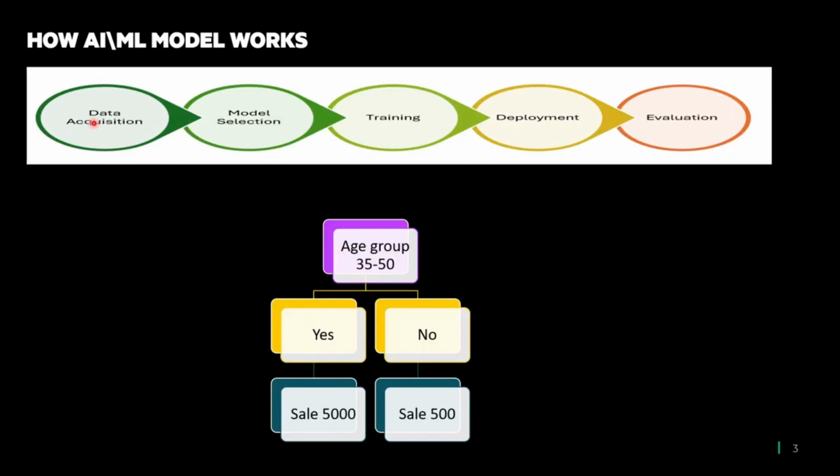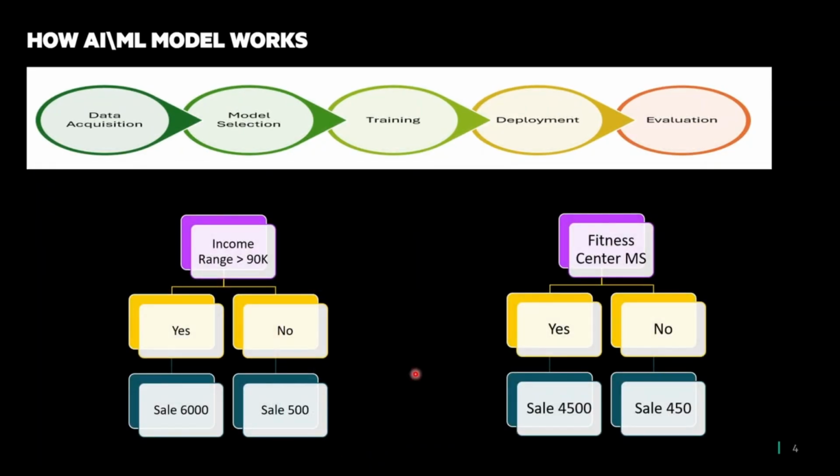So data is a lot of data. Here we have got one set of business data where we are trying to predict the sale. We started with the feature age group. If the age group is between this range, then the sale will be 5,000, and if it is not, the sale will be 500. This is one feature and one data point. There could be various other features as well.